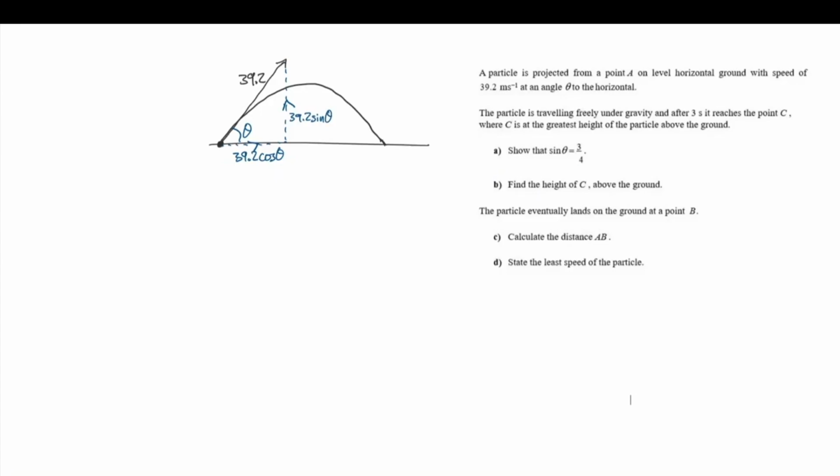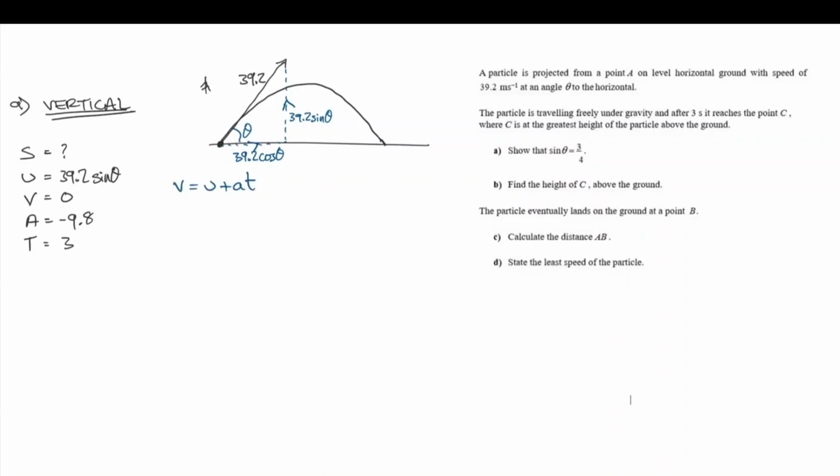For us to find when this particle is at its greatest height, we're going to be working vertically. We're just considering that vertical motion. We're going to collect Suvat variables for that vertical motion. We don't know the displacement. We know the initial vertical velocity is 39.2 sine theta. The final velocity, since we're looking for the greatest height, is going to be 0. Acceleration is going to be negative 9.8 because we've chosen up as our positive direction. And we know we're waiting for 3 seconds after the point of projection.